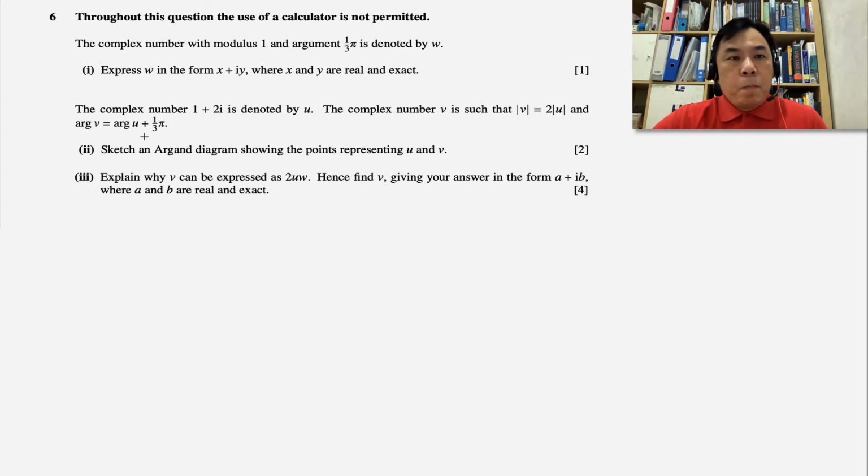Now for this question 6 here, it was extracted from the past paper, November 2019, paper 33. Let's go through this. The complex number with modulus 1 and argument pi over 3 is denoted by w. Therefore, we need to express this complex number in its rectangular form.